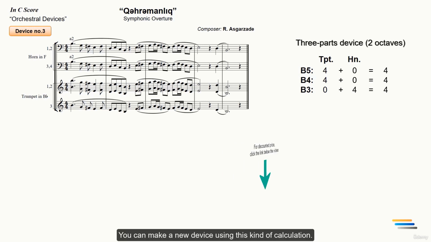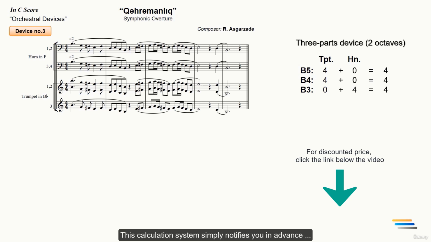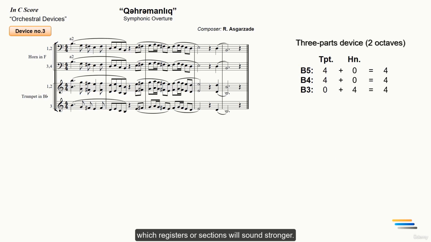You can make a new device using this kind of calculation. This calculation system simply notifies you in advance which registers or sections will sound stronger.